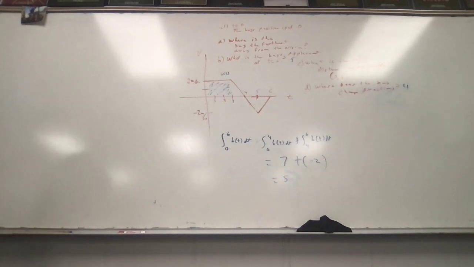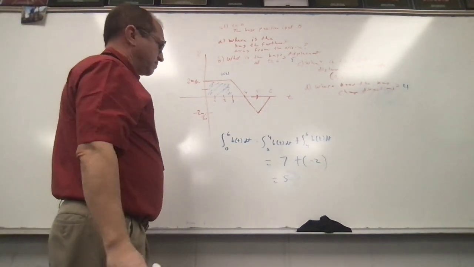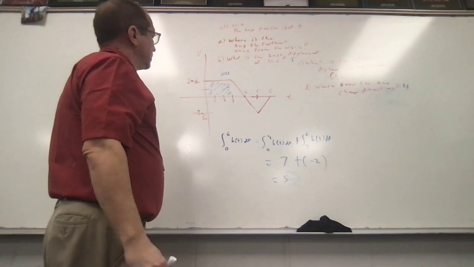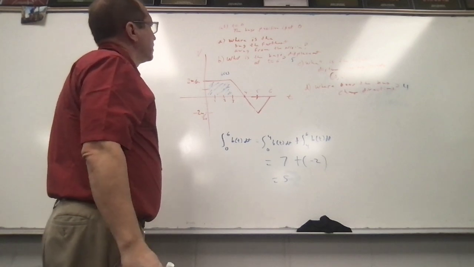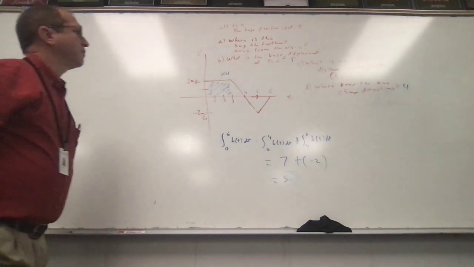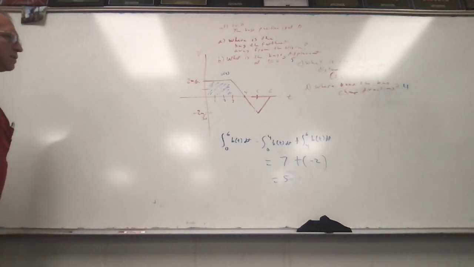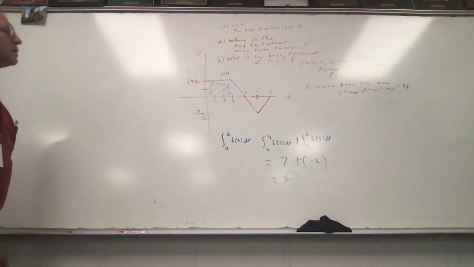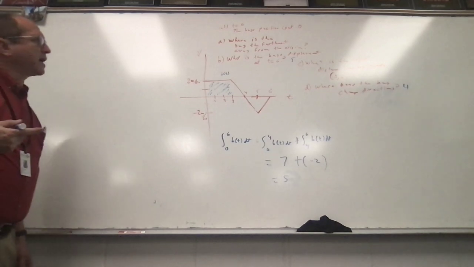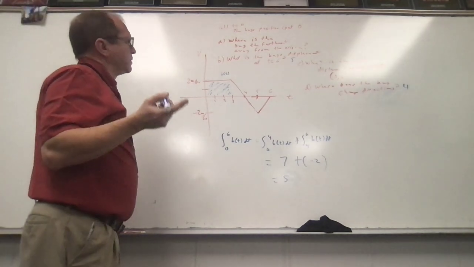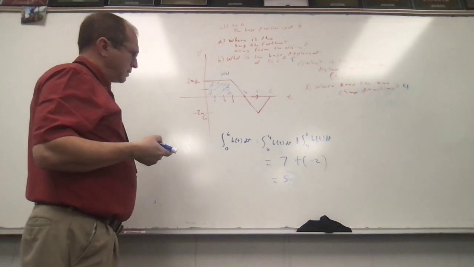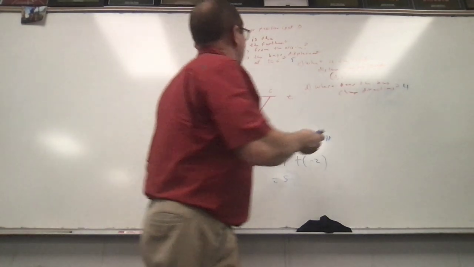What is the total distance that the bug travels? Oh, well, what's the answer to part A? Where's the bug the farthest away from the origin? 4. At time equals 4, right? If it asks when is the bug farthest away from the origin, we'd say 4. But where is it? 7 meters. It's 7 meters to the right.